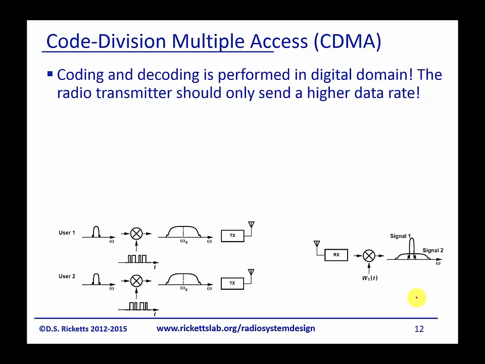The coding and decoding is all performed in the digital domain, so probably you immediately can see why this is a benefit, because all of the complex math that's needed is done digitally, which we have high-end microprocessors for. And the radio part, the front end, which would be the transmitter and the receiver, have less of a burden because to them they're just transmitting a wider bandwidth signal.